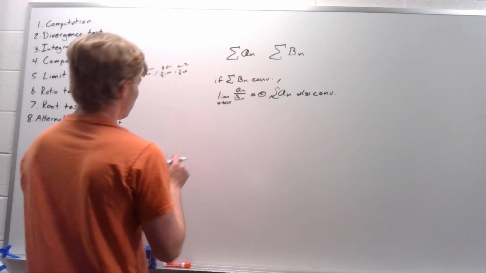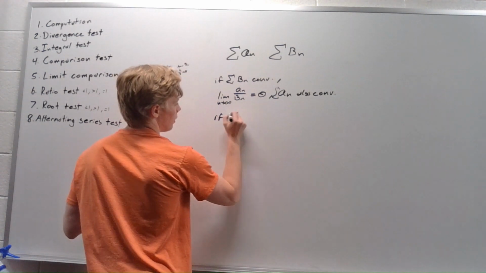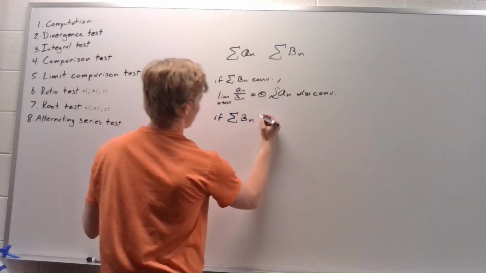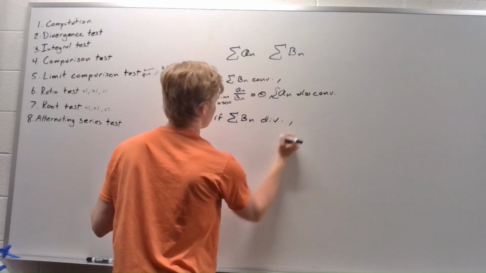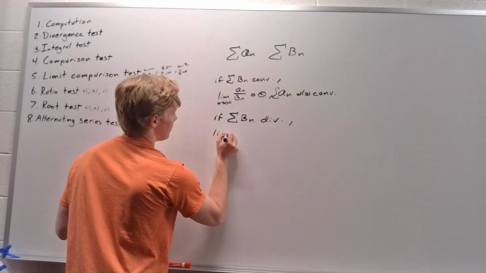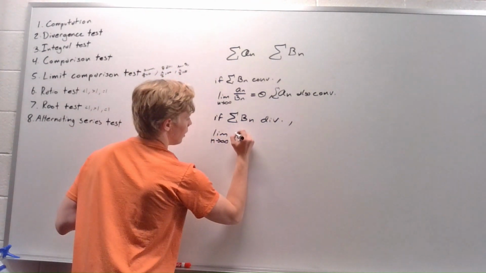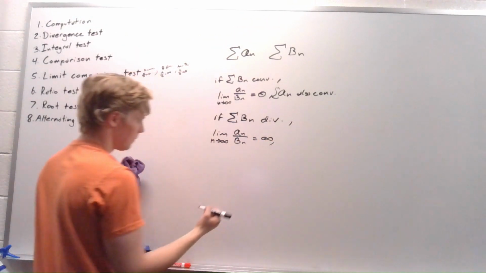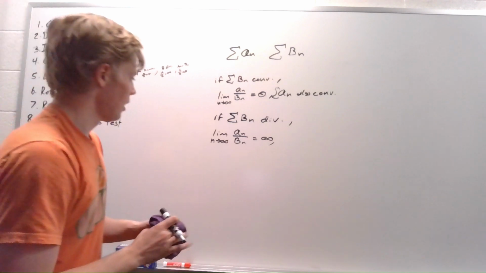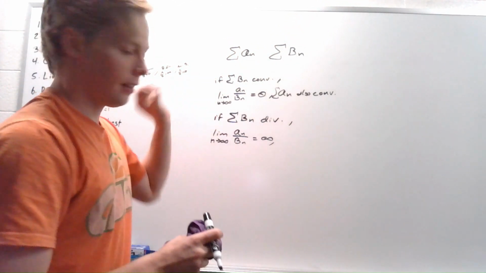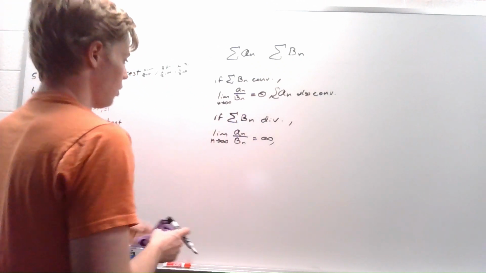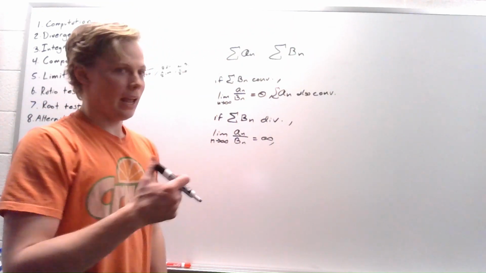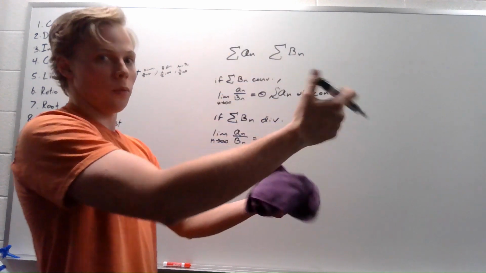So the second scenario is if the sum of all b sub n diverges, and the limit as n goes to infinity of a sub n over b sub n is equal to infinity, and I want you to guess what's going to happen. So this means that a is infinitely bigger than b. And so if we know that b is already too big to converge and it goes off to infinity, that means that a is way bigger than that. It's way more divergent.